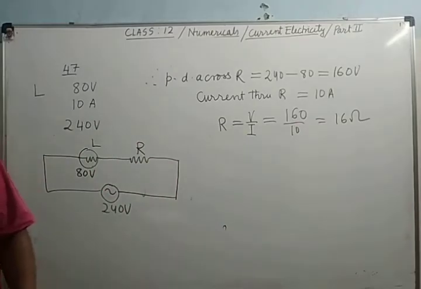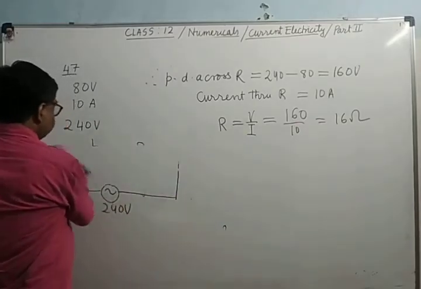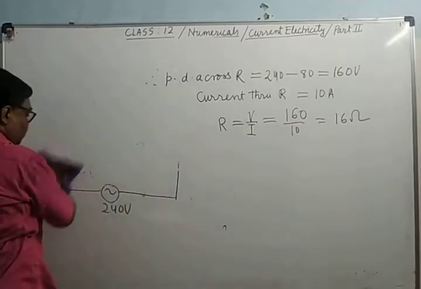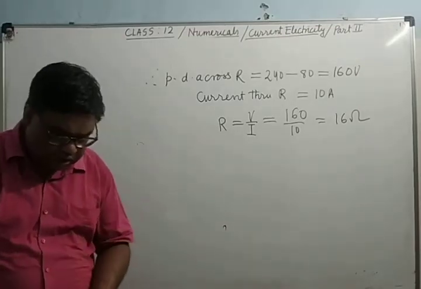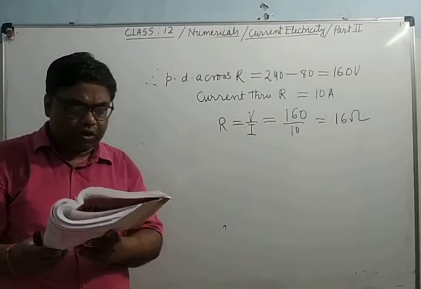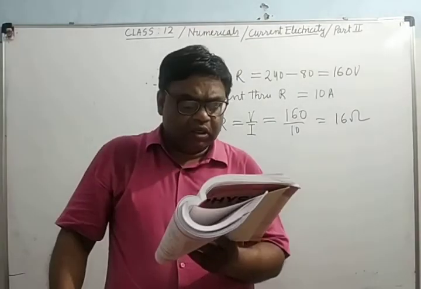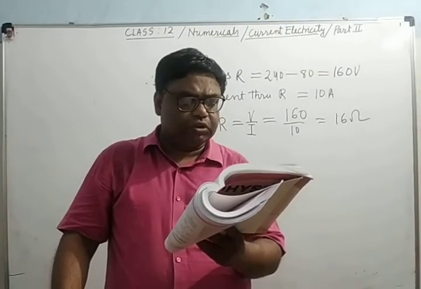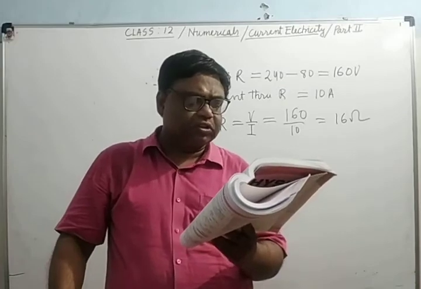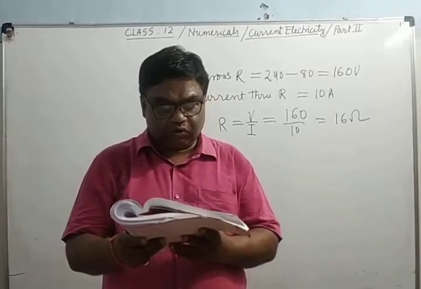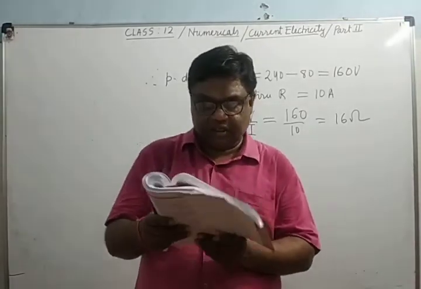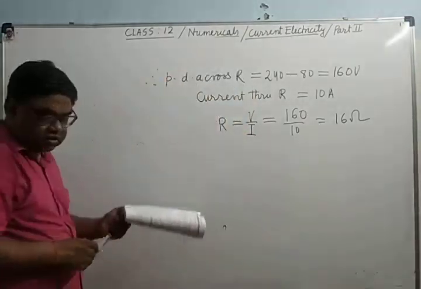Then question number 48. A filament lamp of 200 ohm resistance is used at 150 volt supply. How much resistance? That you can do. Similar question. It is clear. Now you see question number 57.